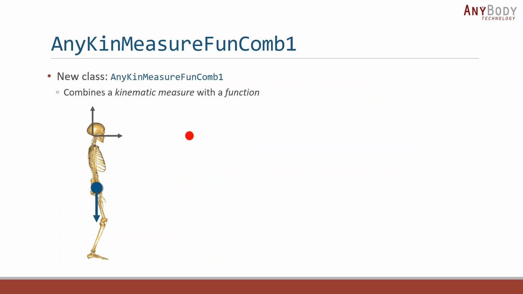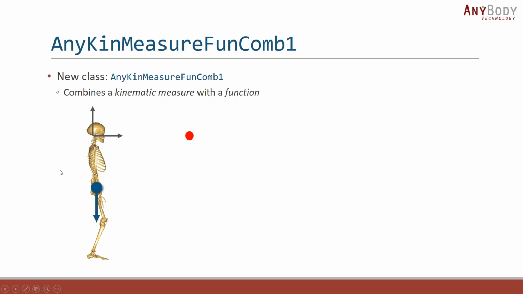This brings us to the class AnykinMeasureFunCombi, which is one of those new classes in AnyBody that allows some advanced kinematic features. The class basically is all about modifying existing measures. In this case, it will take an existing measure and wrap it with a function. And to really get an impression of what this class can do, we've created a small example here.